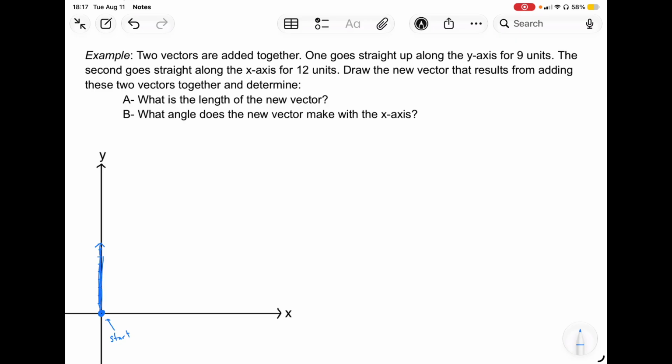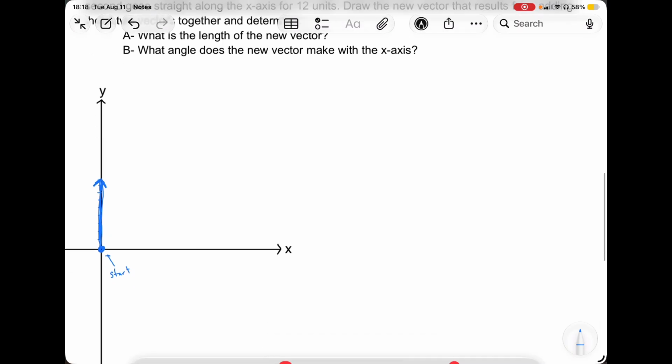All right, so it goes straight up, and that's our first vector. And then there's a second one that goes straight along the x-axis for 12 units. So same thing, we're going to make a little 1, 2, 3, 4, 5, 6, 7, 8, 9, 10, 11, 12. I know those weren't terribly regular, so I'm going to redraw those a little bit. We got one.